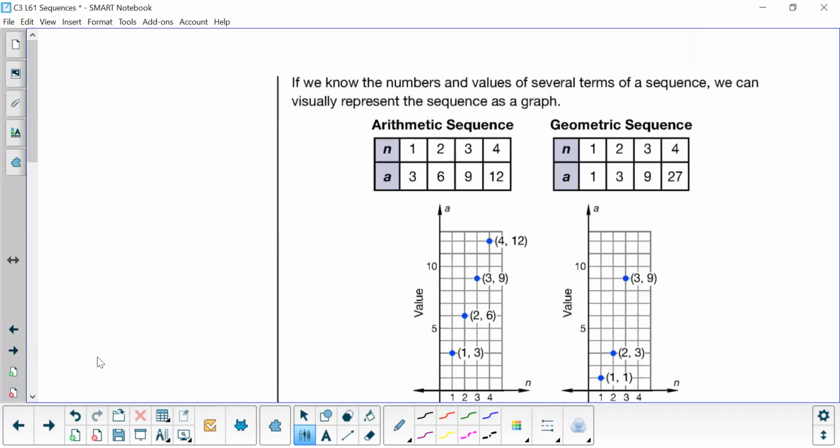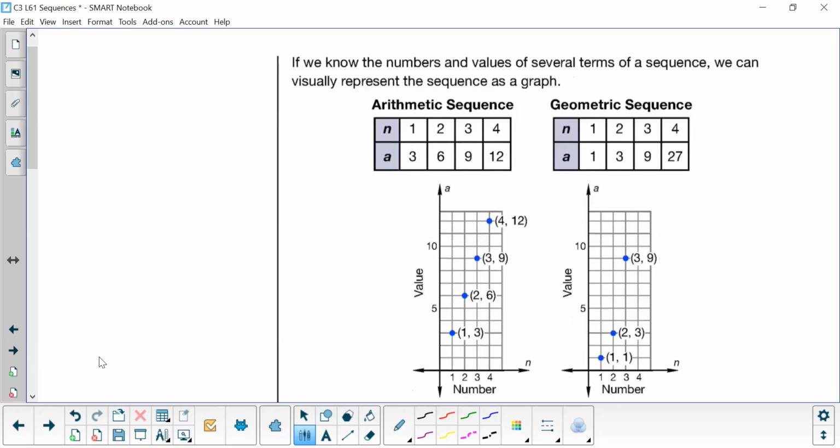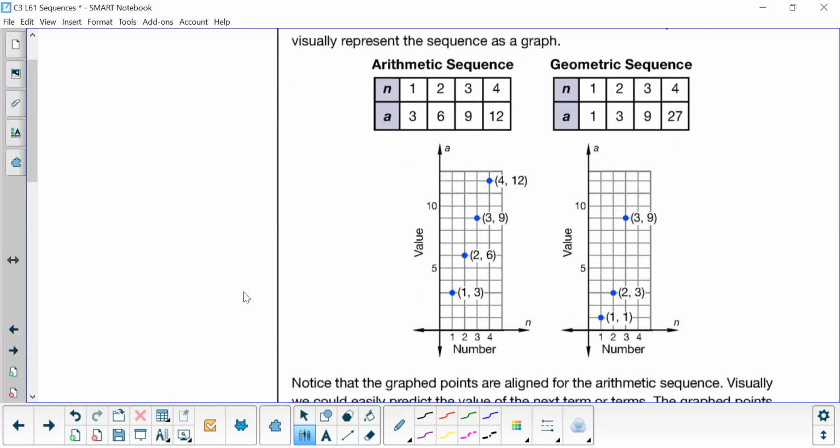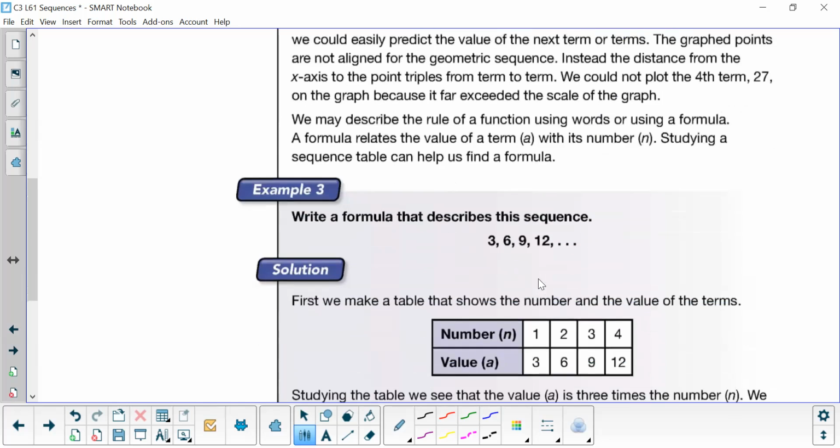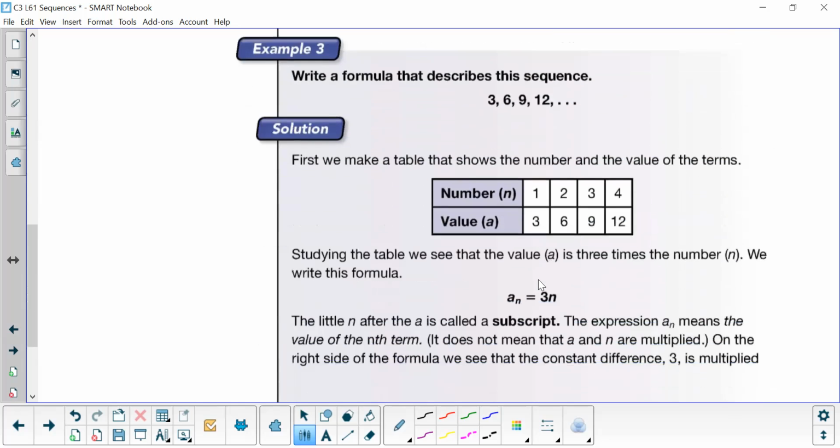Once I have the numbers in my charts, I can also create a graph with them on a coordinate plane. And we'll look at doing those as well. But before we graph them, let's create our formula. Example 3, write the formula that describes this sequence. So we have our sequence here, 3, 6, 9, 12. I look here, and this is the one we were looking at before.